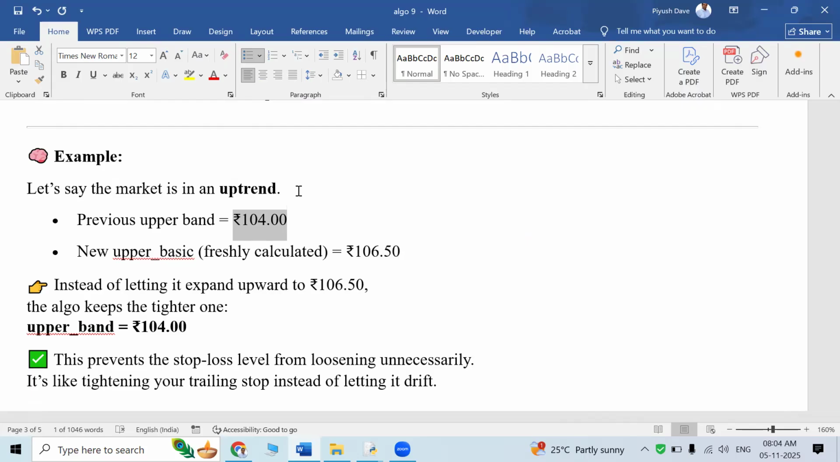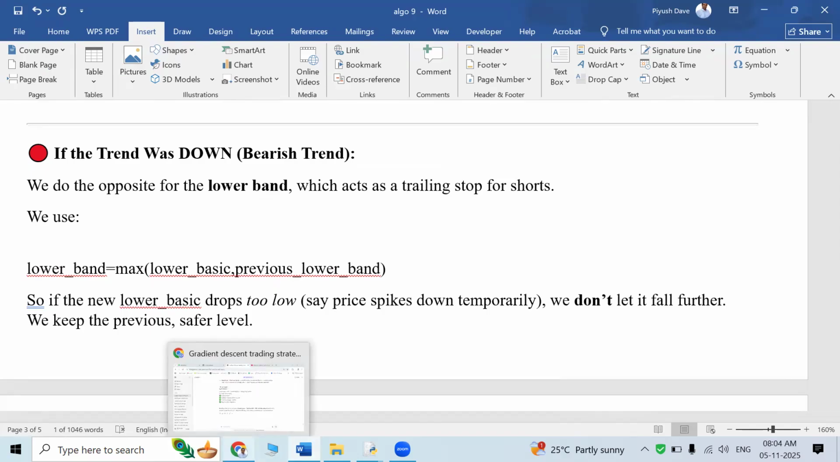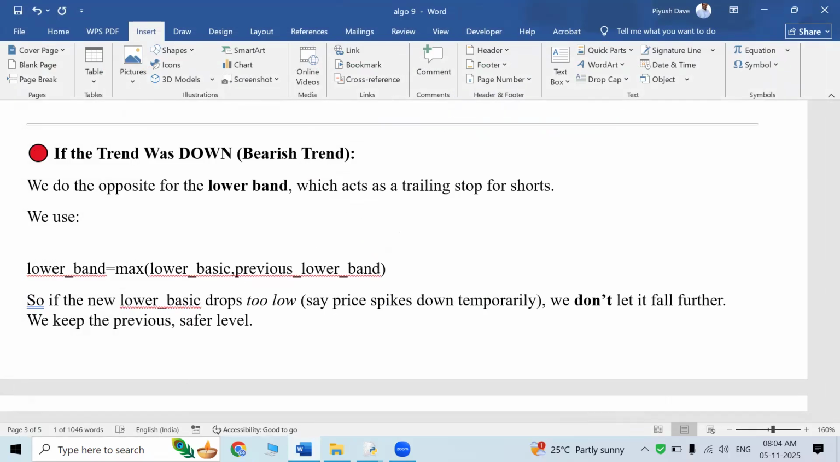Now similarly, if the trend is down, we are going to find the max of both the things. Now this will help us to understand the logic very clearly. So max of both lower basic and previous lower basic. It won't trigger the wrong part, and it smooths the range.